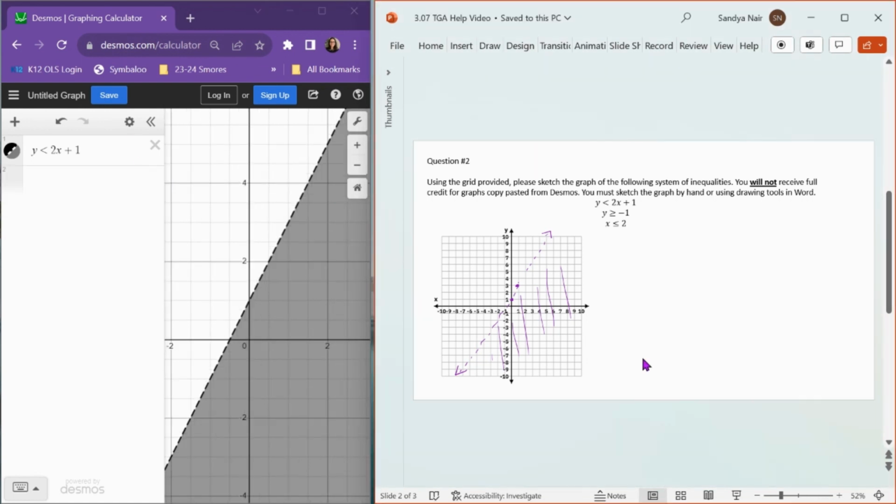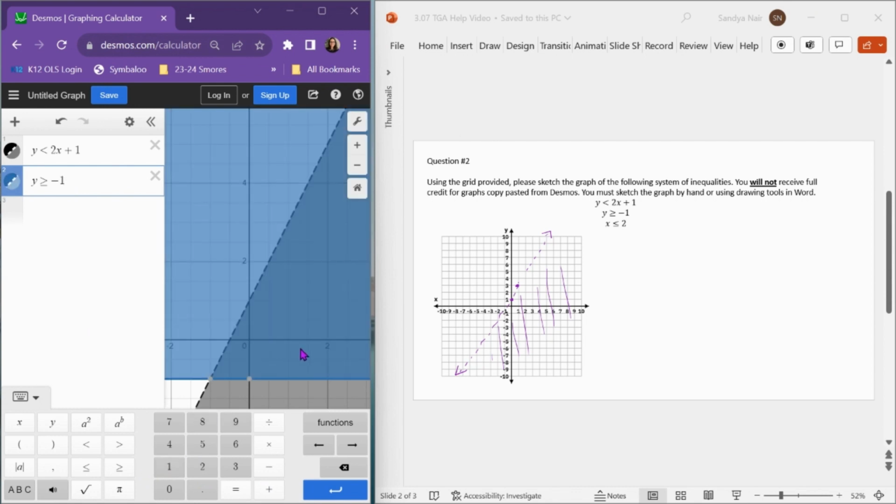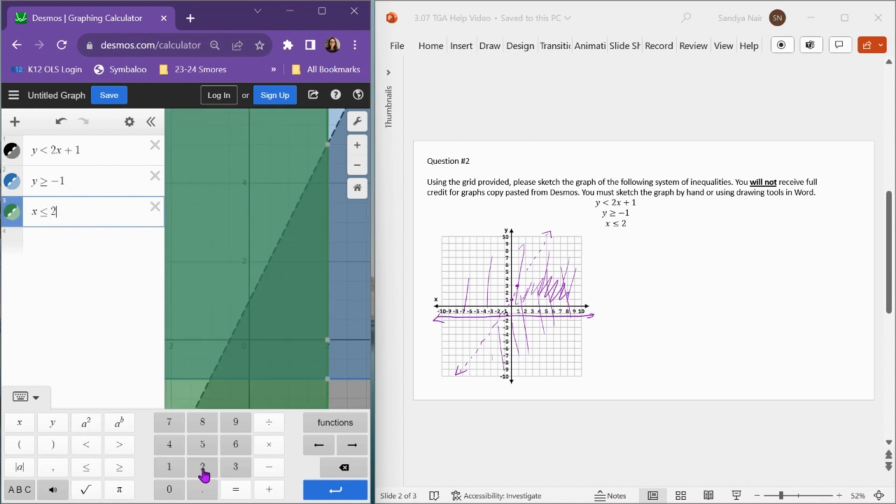Then we're going to graph y is greater than or equal to -1. That is one of our special lines. Greater than or equal to means we have a solid line, so we're going to do a solid line through -1 and lightly shade above that. You can start to see the region of overlap is going to be over here. Let's also do x is less than or equal to 2, which is another special line. We're going to go to 2 and put a solid line here.